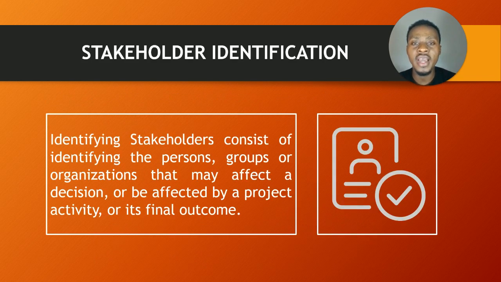Now, stakeholder identification. Identifying stakeholders consists of identifying the persons, groups, or organizations that may affect a decision or be affected by a project, activity, or its final outcome. For us to identify stakeholders, we need to understand why we are going to identify them. It is good for us to know that we are focused on the outcome of that project. That is why we need to identify good stakeholders for our project.